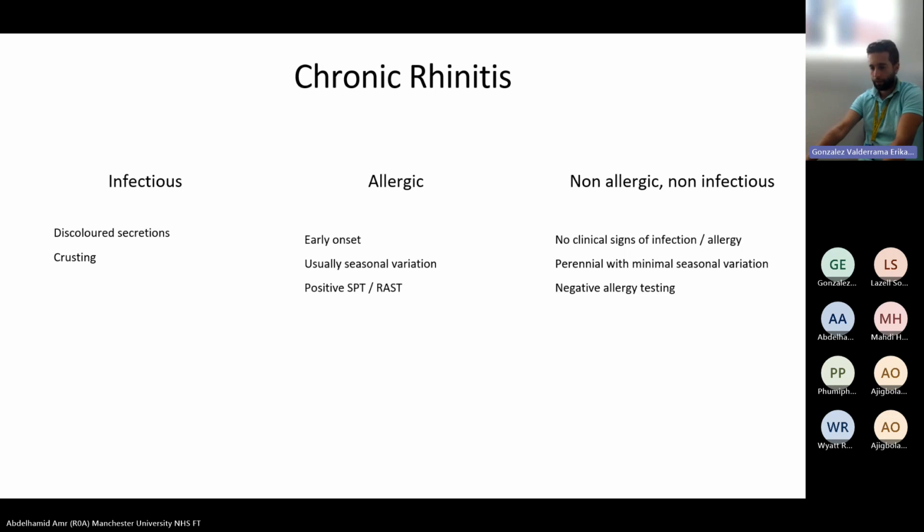So how do we identify these allergic patients? The history, again, will be very suggestive, but the key difference between allergic and non-allergic rhinitis is that they have early onset, usually associated with other things like eczema and asthma. There's usually a seasonal variation to the symptoms, and then they've got positive allergy testing. Whereas those with non-allergic, or non-infectious, rhinitis won't have any clinical signs of infection or allergies, and will probably have symptoms all year round with negative allergy tests.